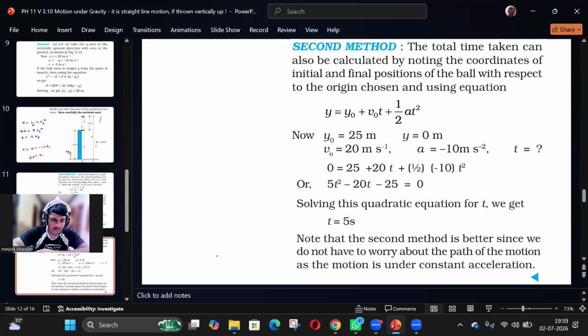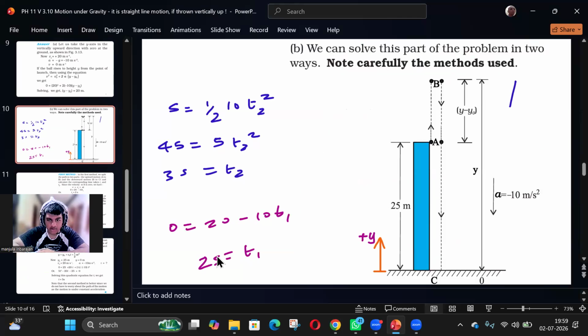5 seconds. Can I? Yeah, sorry. You're making some mistakes then. Okay. Instead I took the 20s plus, I used the exact formula.